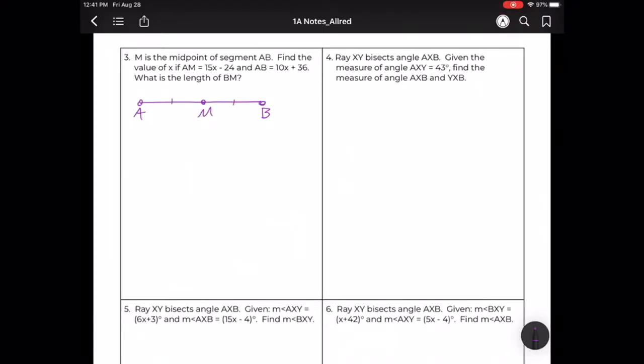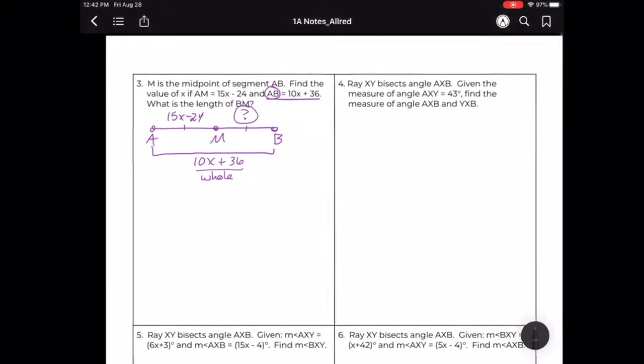These are congruent. Find the value of x if AM is 15x minus 24 and AB, the entire thing. Notice this is the whole amount. This tells you what endpoints to use. That's our whole segment: 10x plus 36. So this is a little bit different. This time, we're not saying part equals part because I don't know the other part. I know one part and I know the whole amount. So I'm not going to use part equals part.